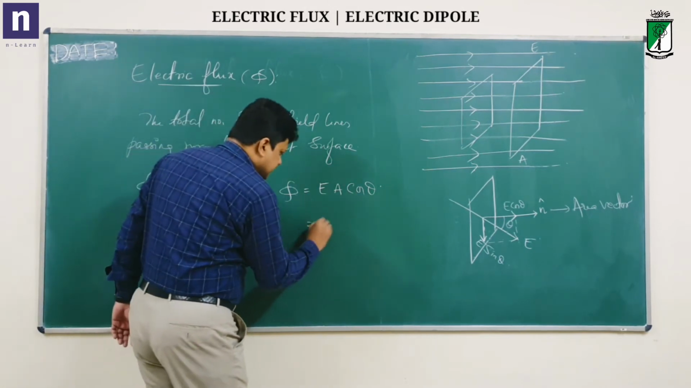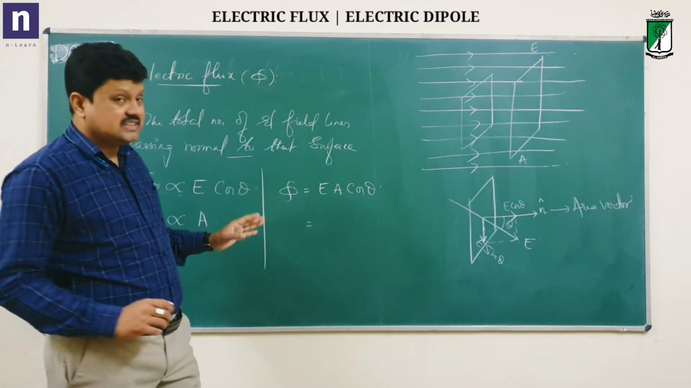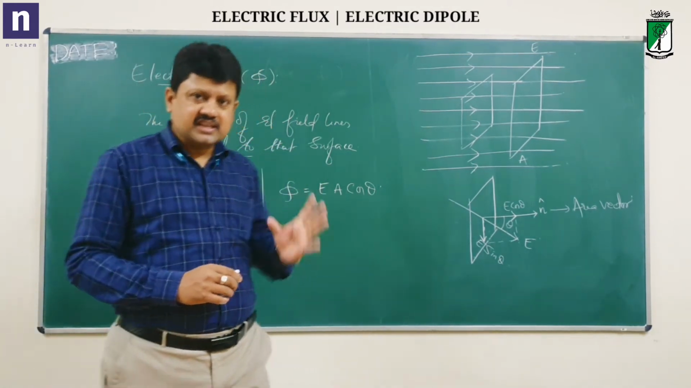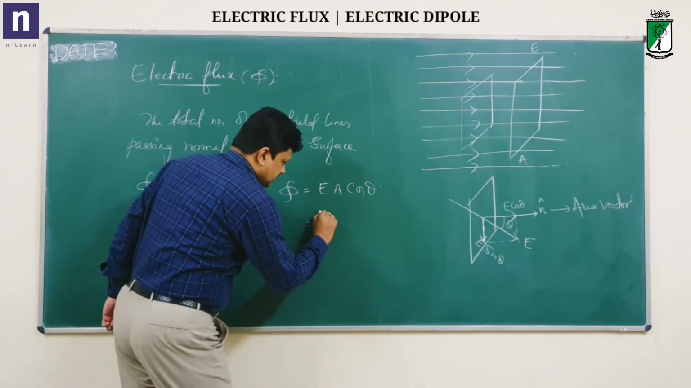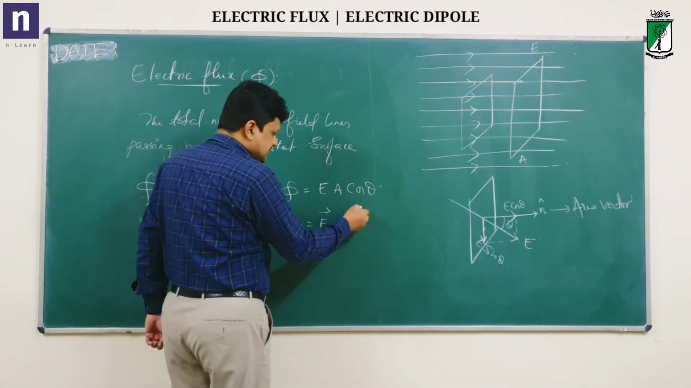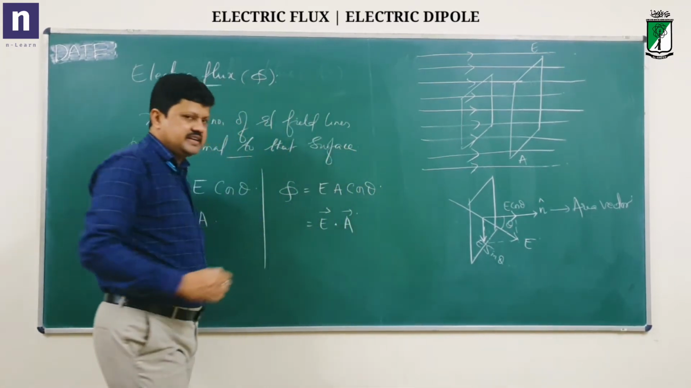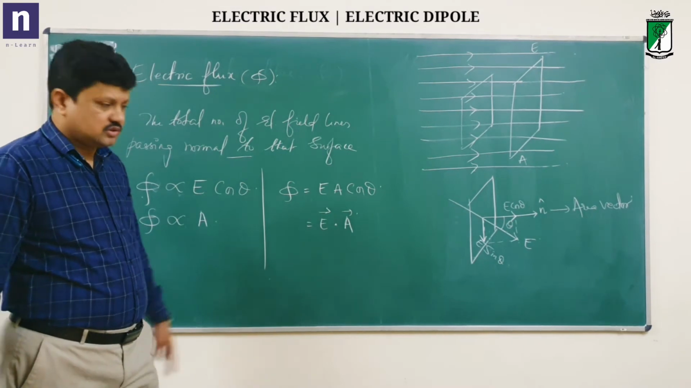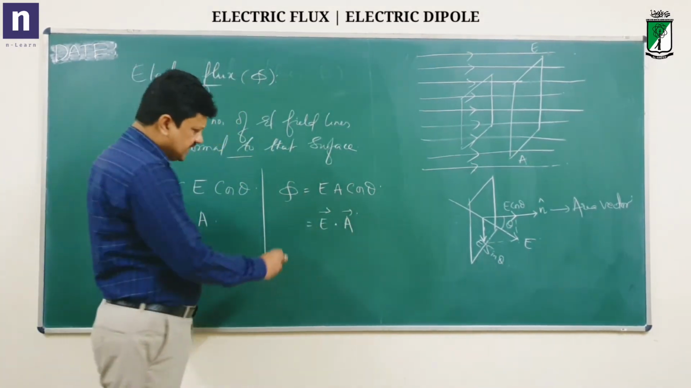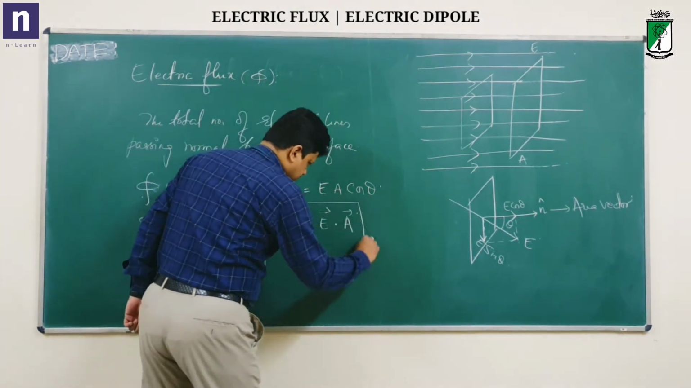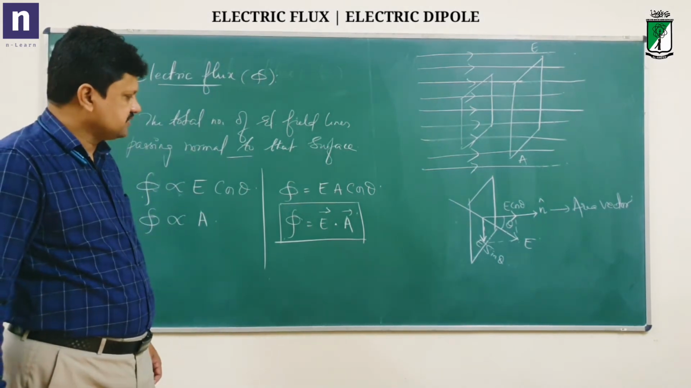Now this can also be written as, of course, E A cos theta, and remember that phi is a scalar quantity, whereas electric field is a vector quantity. So now if I take this as a vector quantity, E into A cos theta, I can put it as E dot A, where I am converting A to A vector. So that is the area vector we can call. So this is the electric flux through any surface area.